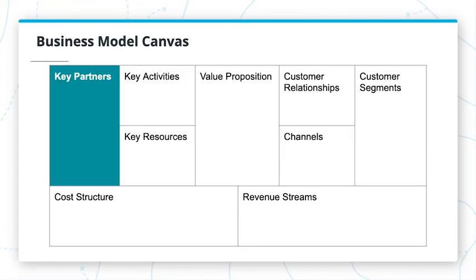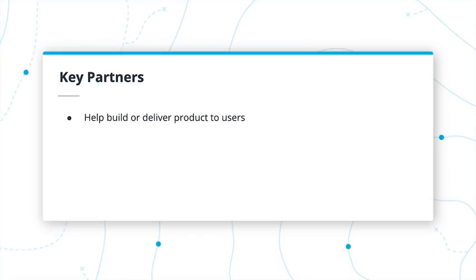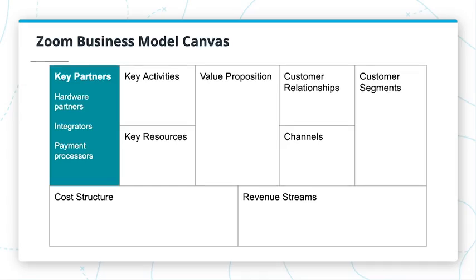First up is key partners. Key partners help build or deliver the product to users. These could be resellers or other partners like payment processors. Looking at Zoom, their product is mostly software-based, but they do work with partners to outfit conference rooms with cameras, TVs, and tablets. And they also work with system integrators to integrate their technology into existing spaces. They also work with payment processors in order to collect money from their customers.